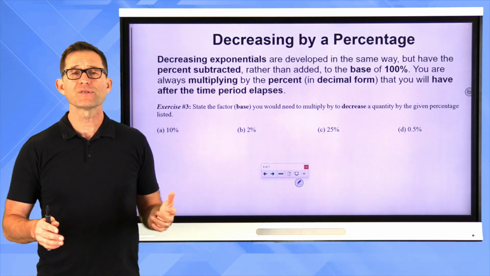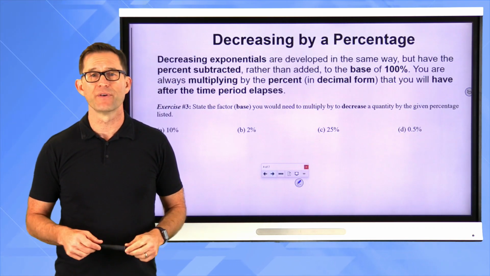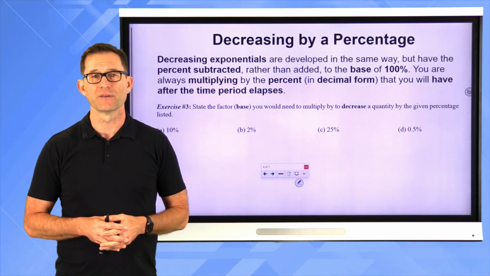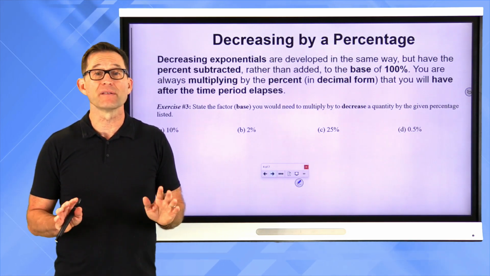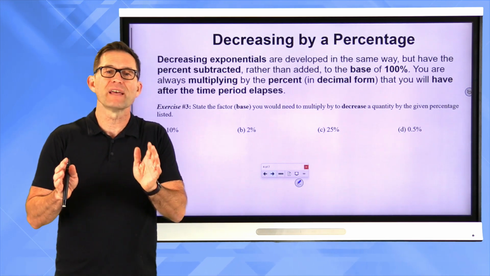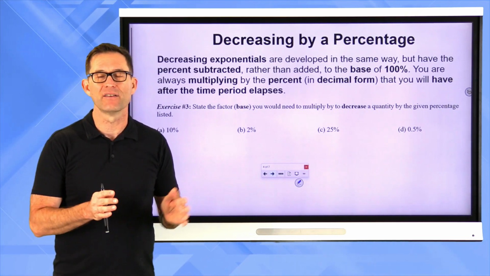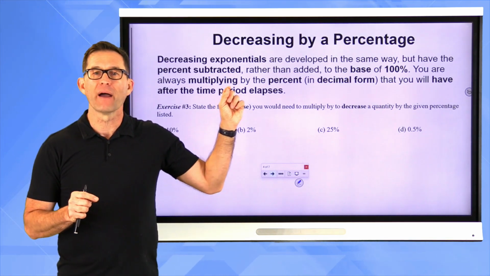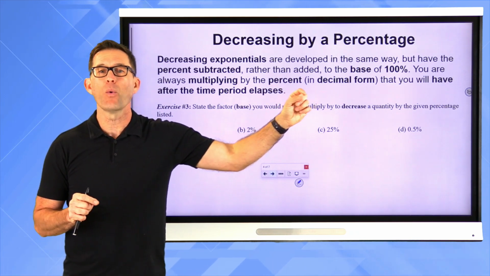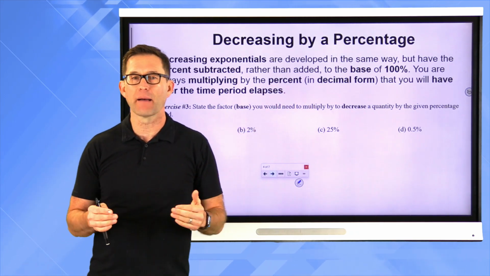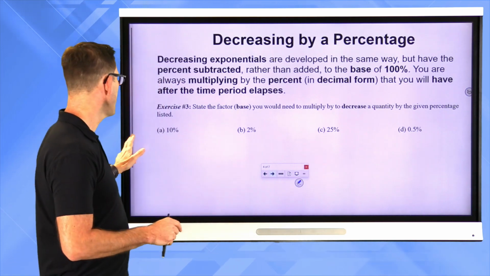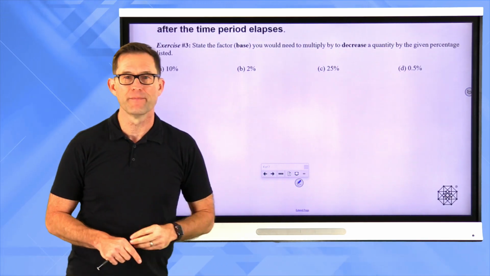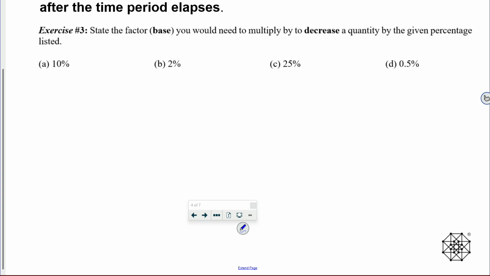Now, we want to also be able to deal with decreasing exponential phenomenon, so decreasing by a percentage. Decreasing exponentials are developed in exactly the same way, but have the percent subtracted rather than added to the base of 100. You are always multiplying by the percent in decimal form that you will have after the time period elapses. So just to emphasize that, exercise number 3. State the factor, the base, you would need to multiply by to decrease a quantity by the given percentage listed.